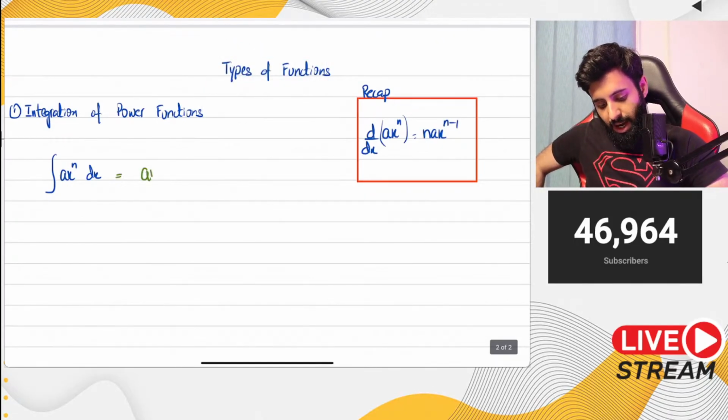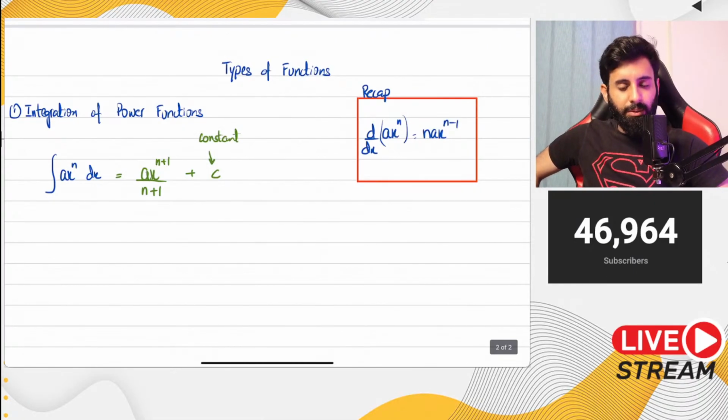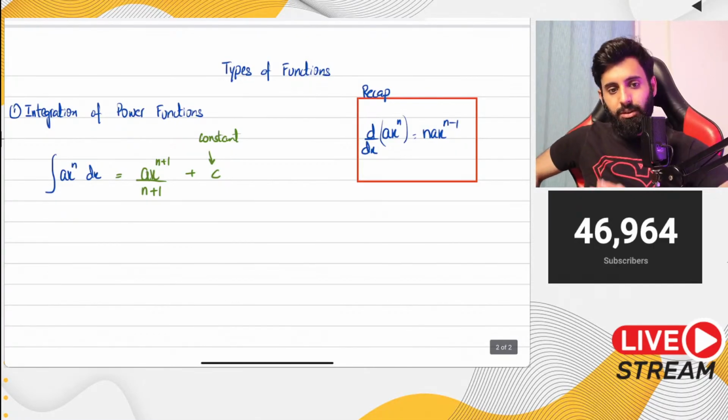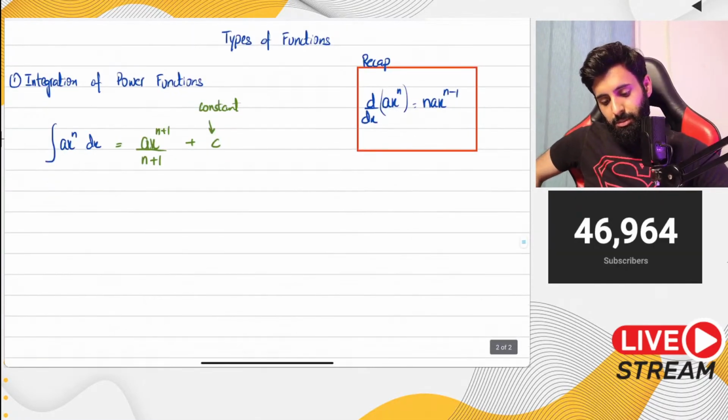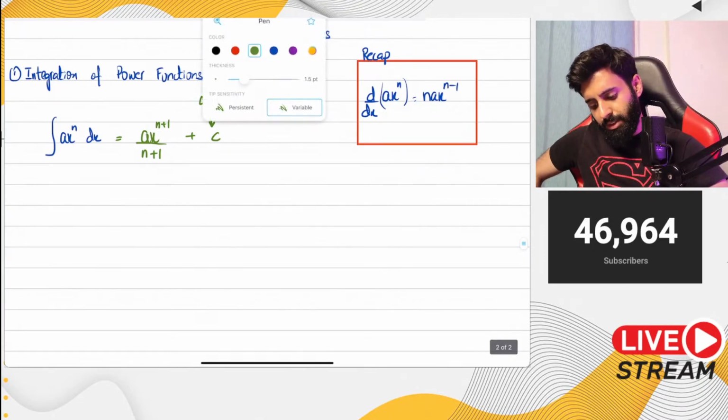So here we add 1 to the power and we divide by the new power, and then we add the plus c. Okay, this c is very important. This is basically a constant, and how do we find the constant? For that we need a point through which the curve is passing. More about that later on. Okay, let's do a few examples of this as well.